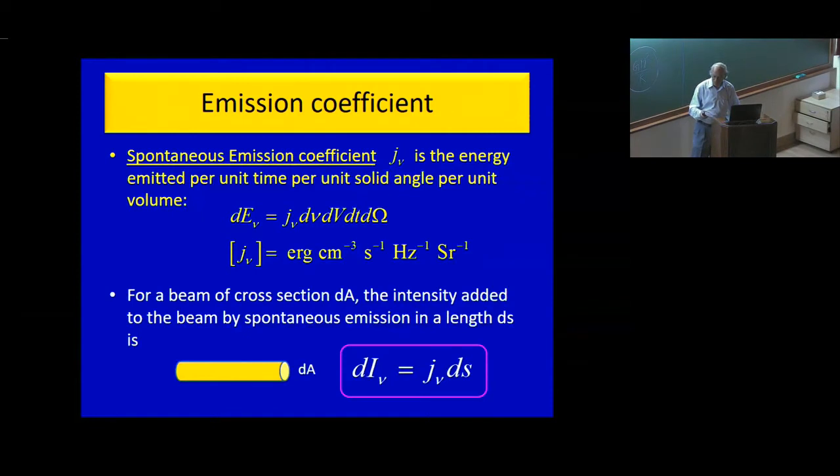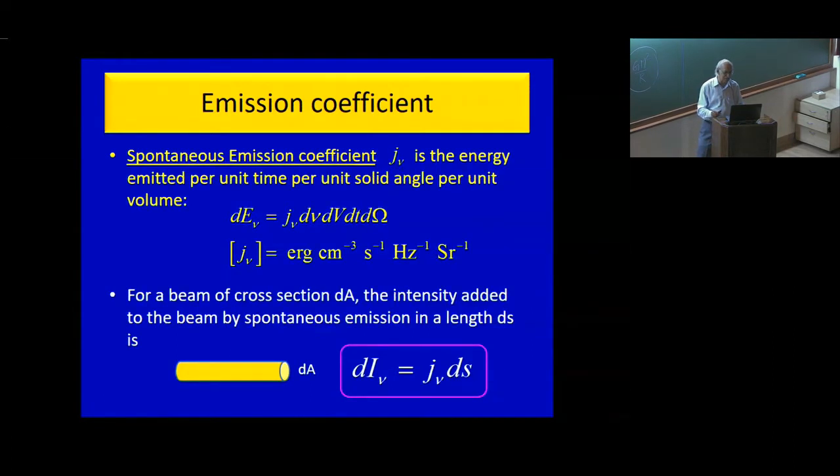Now how is J nu defined? J nu is defined by that equation. J nu is the energy emitted per unit volume, per unit solid angle, per unit time. So dE is equal to J nu into d nu into dV into dt into d omega. Dimensions are extremely important. The dimensions of the emission coefficient are erg per centimeter cube, per second, per frequency interval, per steradian.